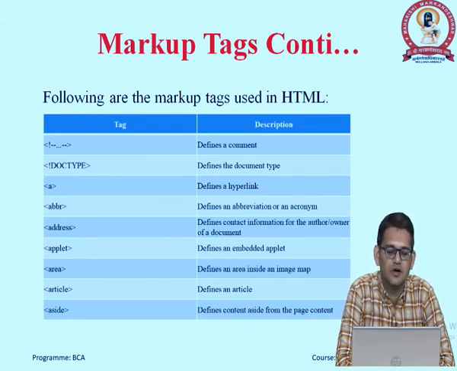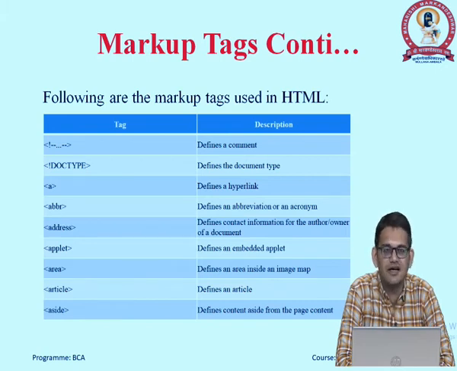The second one is the doctype. We already discussed that doctype is used to define the type of the document, whether it is an HTML document, an XML document, or a PHP document. So, this doctype is used to define the type of the element. In the previous example you can see we have written doctype HTML, which means that this is an HTML document.